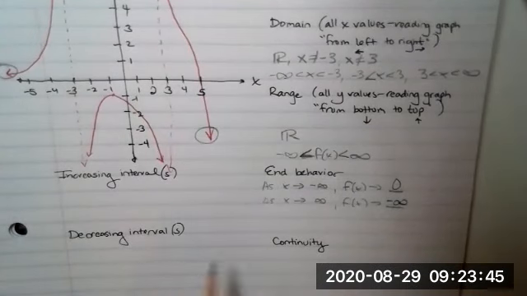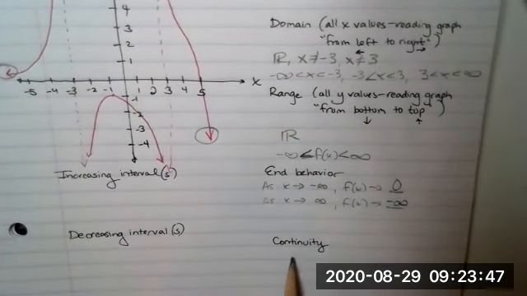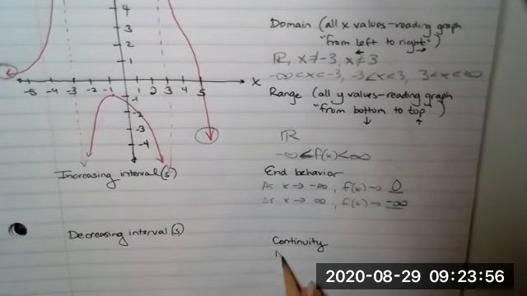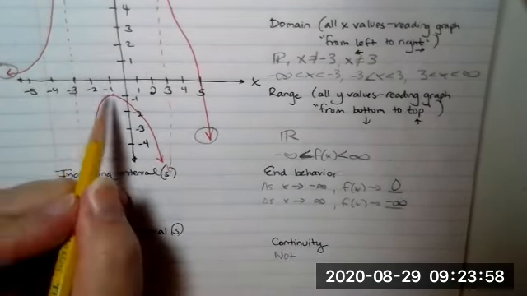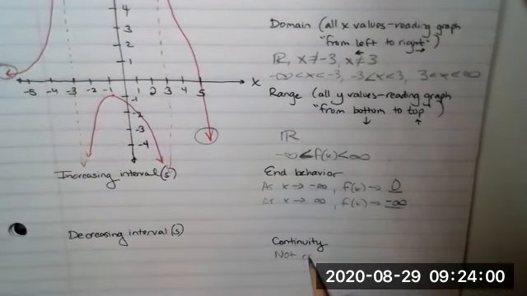For continuity, if someone asks you if a graph is continuous, that's asking for the entire domain. If I had asked you continuous on a certain interval, that's a different question. But the graph is not continuous because of these breaks that we talked about at -3 and 3. So we're going to say it's not continuous.